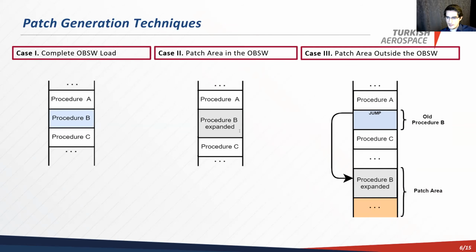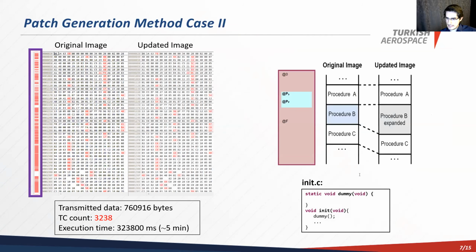Okay, so in case 2, we added a dummy function, an empty function, as you can see over here, to our image. And then we compared our original image with our updated image. And on the left over here, inside this purple box, you can see all these red lines. These red lines indicate all of the difference between these images. Well, why is it this much?